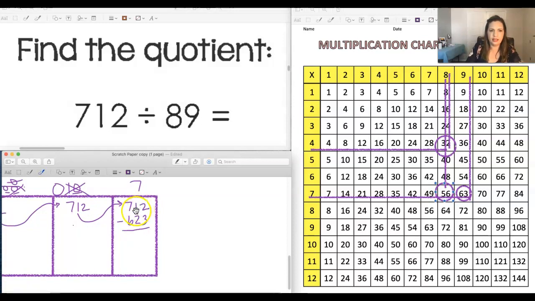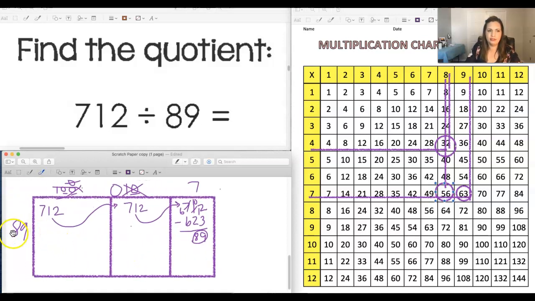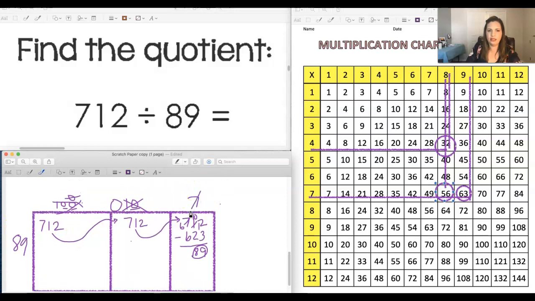2 subtract 3. I can't do that, so I have to go over here to the tens place, unbundle it, and give it to the ones place. 12 subtract 3 equals 9. 0 subtract 2, I can't do that. I have to go to the hundreds place, take 1, unbundle it, and give it to the tens place. 10 subtract 2 equals 8. And 6 subtract 6 is nothing. Now you can see I have exactly 89 left. Do you see that? And my number's 89. That tells me that this can go in exactly one more time.